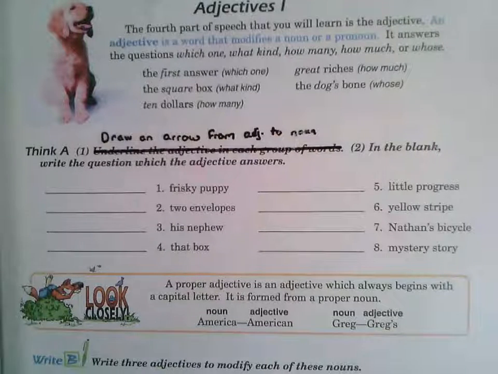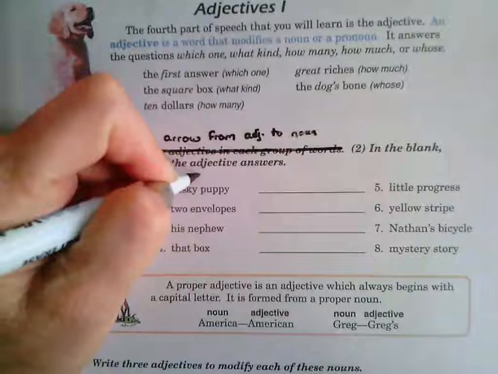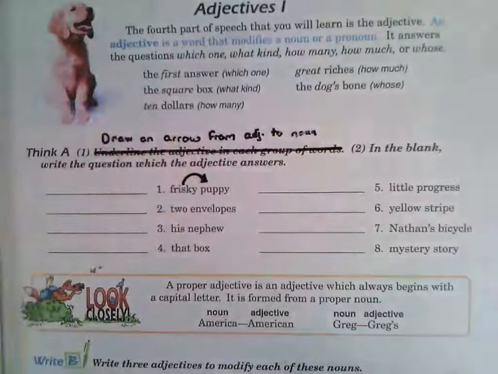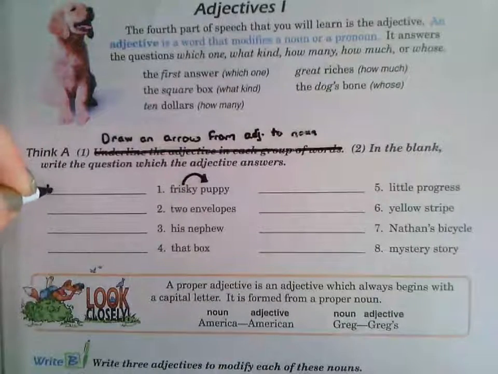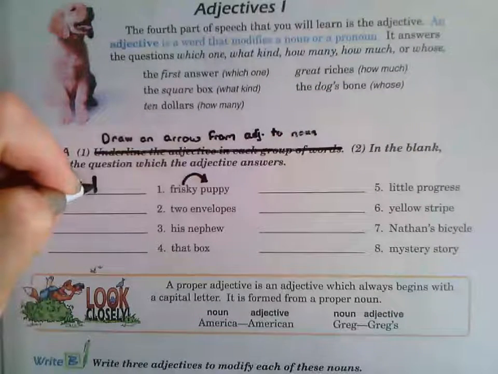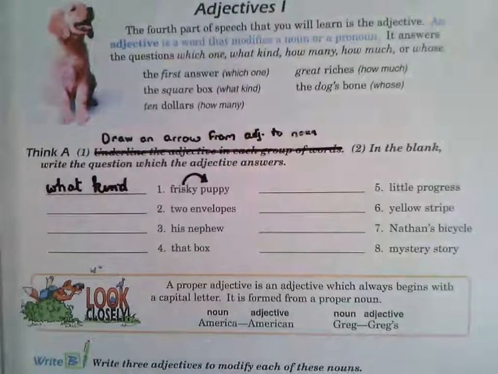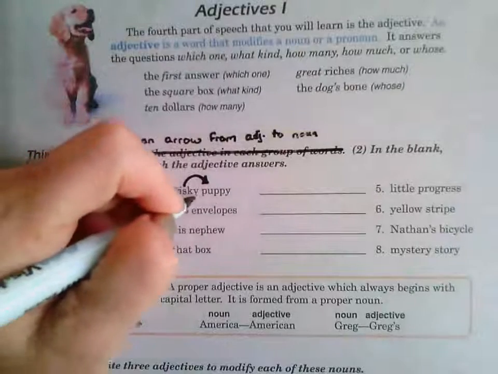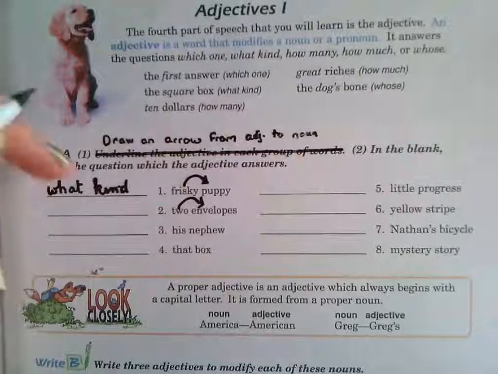Okay. So let's look at number 1, frisky puppy. Find the noun. What word's describing the noun? Frisky. So draw an arrow from frisky to puppy. So now what question is it? Here are our questions. Which one, what kind, how many, how much, whose? What kind? That is the most common adjective question. It's going to be used the most. What kind? 2 envelopes. 2 is describing envelope. Draw an arrow. Which one, what kind, how many, how much, whose? How many?